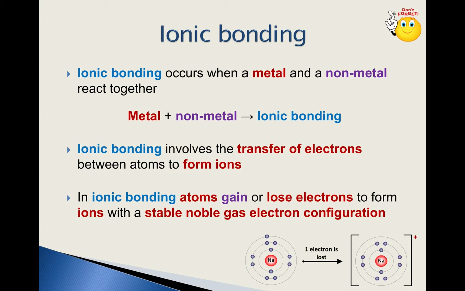So ionic bonding occurs when a metal and non-metal react together. There will be a transfer of electrons between the two atoms. Ions will be produced. One ion will have a positive charge and the other ion will have a negative charge. And we'll look at these in a bit more detail when we look at the dot and cross diagrams. The reason the atoms want to lose or gain electrons is to get a stable noble gas electron configuration. And again, we'll look at this when we draw the ions out.